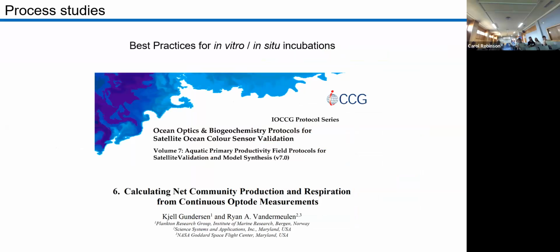So now we are done with the method. We will talk about process studies, in vitro and in situ incubation. So before starting, once again, a good cookbook providing the best practices for this kind of incubation. This document will be on the Google Drive as well.